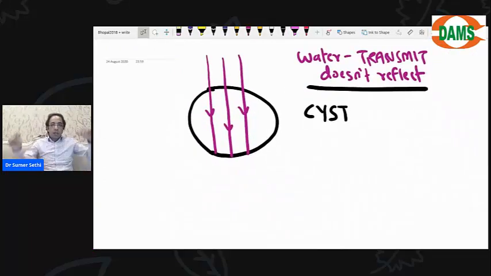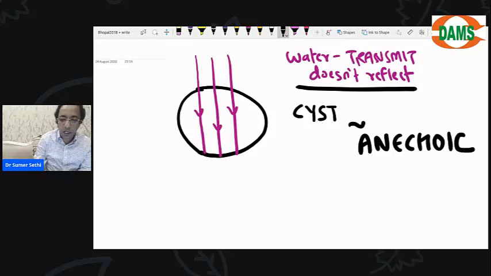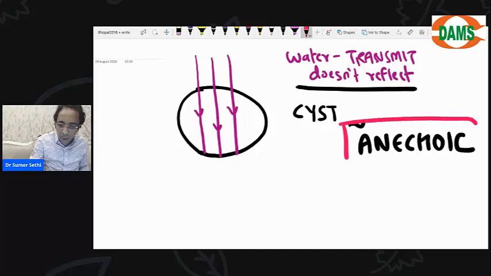Okay, now tell me, whatever sound I am sending into the cyst in the water is not reflected back. If the sound is not reflected back, will my machine receive any echoes? No, my machine will not get any sound back. So that is why a cyst on ultrasound appears black. We will call them anechoic. Are you clear? Are you able to understand my concept or not? Cysts, because they fill up with clear water, will be anechoic.